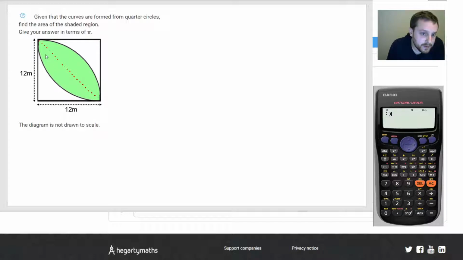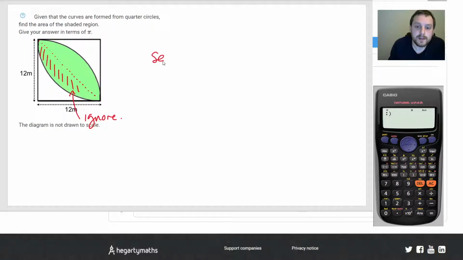If you ignore this part here and just focus on this, which is called a segment. If we just find the area of one of these segments and then double it at the end, we'll get the answer. So that's the mentality that I've got here. I'm going to find the area of this one segment and then double it at the end.